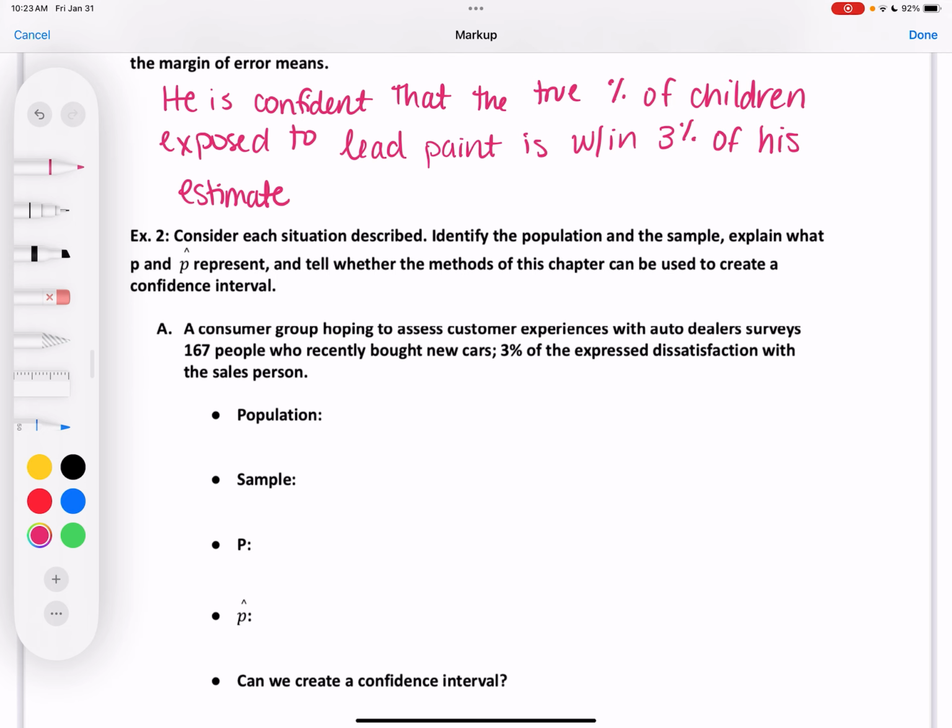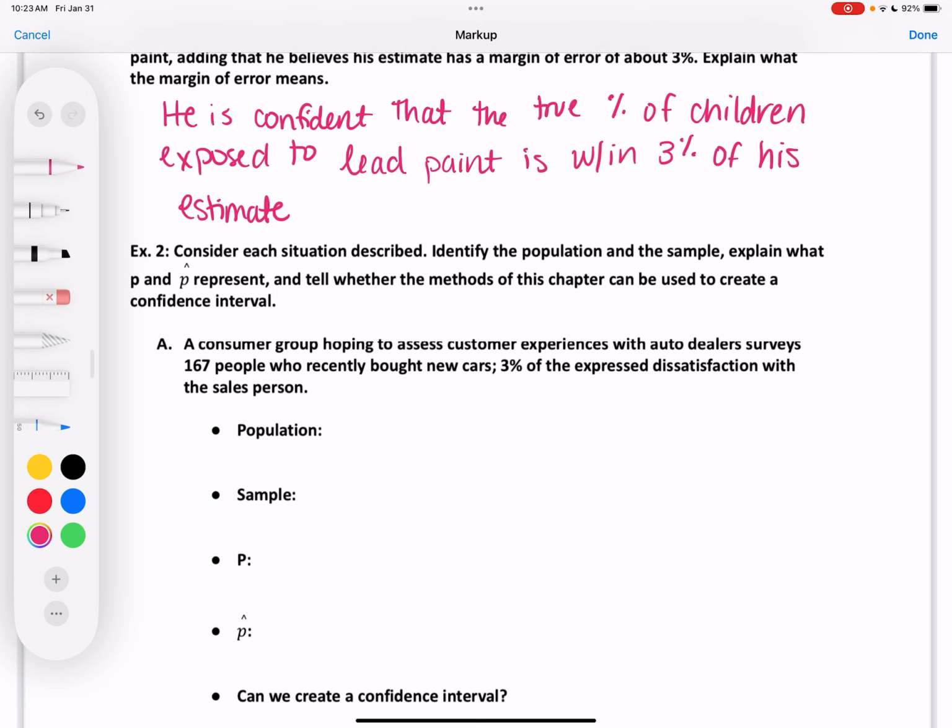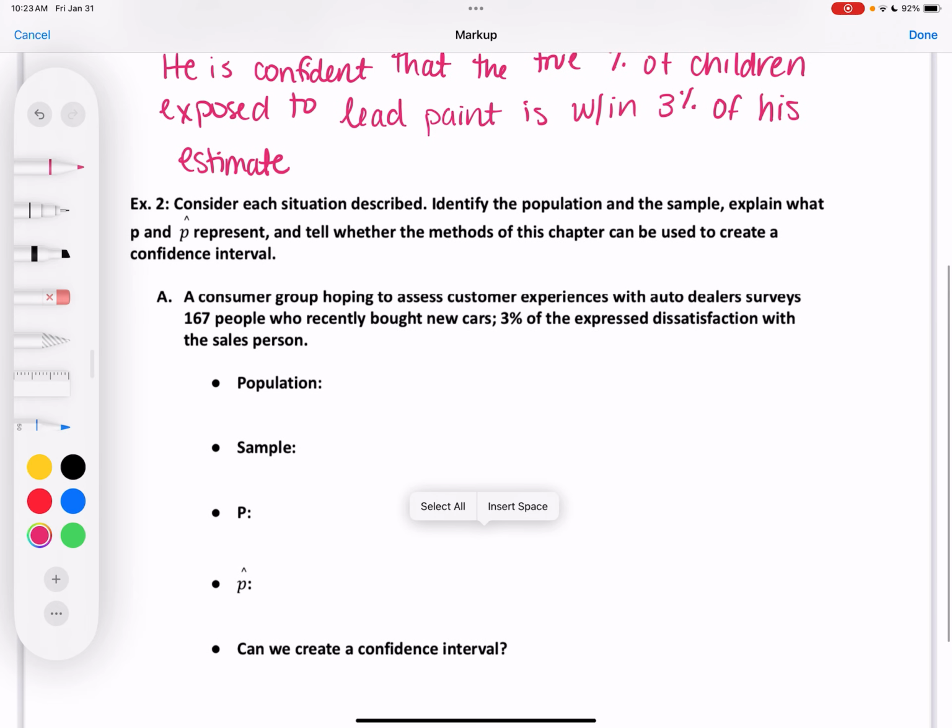Does yours cut off like that? It looks like mine has the tops of the letters cut off. It's weird. No, mine looks fine. Okay.